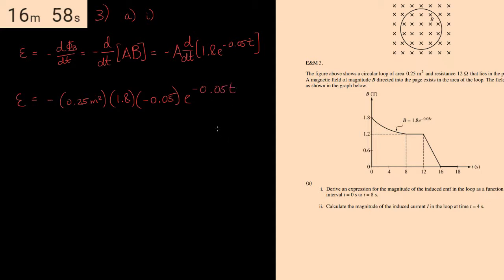Looks good. Let me calculate out all these constants. So you have negative 0.25 times 1.8 times negative 0.05. That comes out to the EMF equaling 0.0225 times e to the negative 0.05 t volts. Let's just put that unit in there. Volts. Okay. Box it up.